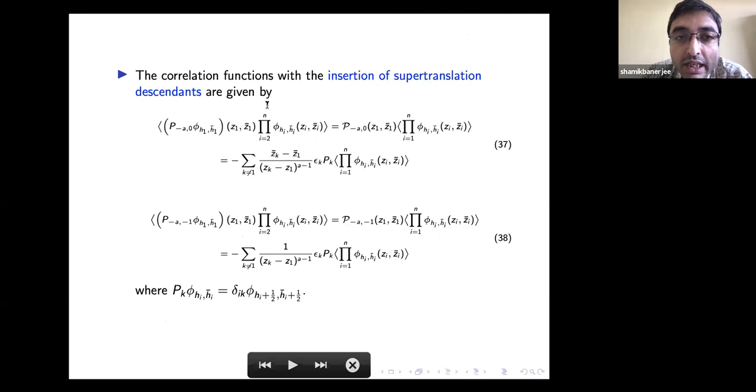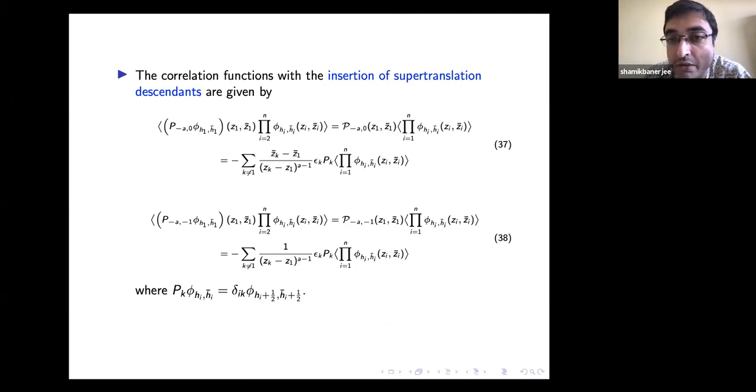Okay, now we can also have the insertion of the super translation descendants, and their insertion in the S matrix is given by this. Also, this has this form where these P's are the same. They act on phi H bar and increase the scaling dimension H bar by half and half. Okay, so that's what we get. Now, these are the important ones which will be used when you extract the OPE from the amplitude.